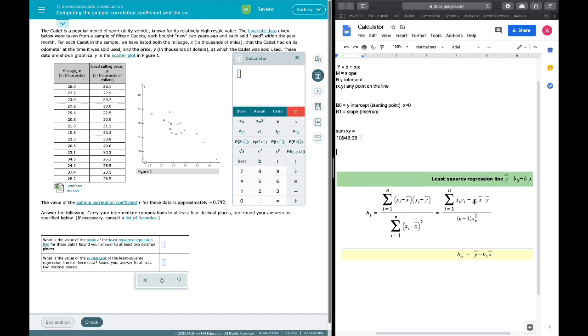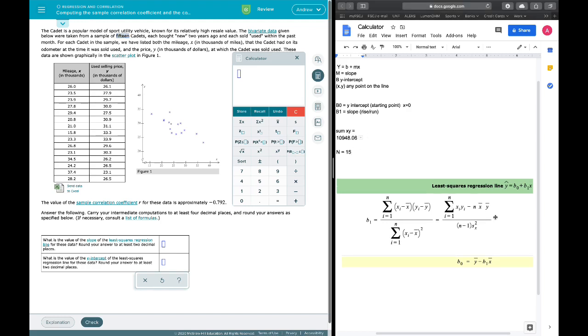Now what's the next thing we need? We need n. So our n is how many total numbers there are. So how many total cars do we talk about here? It probably tells us in the problem, so we don't have to count. I'm looking. 15, there it is, 15 cadets. So 15 is our n.